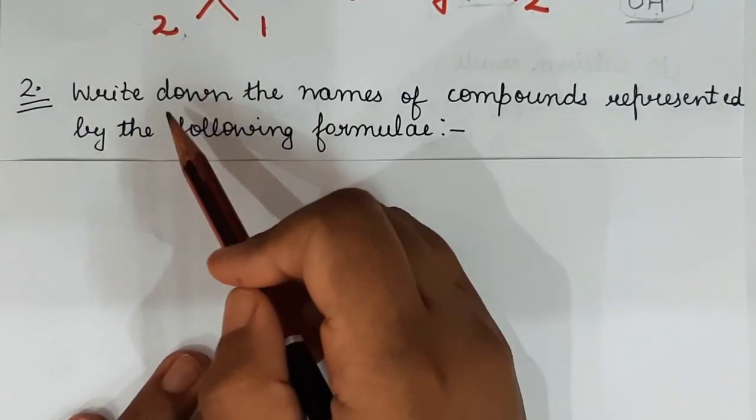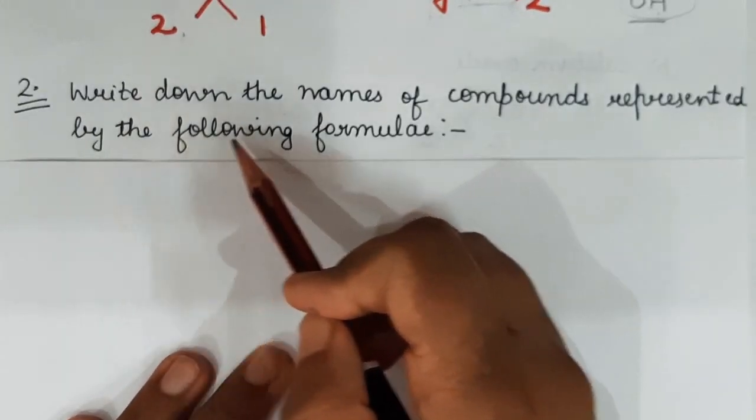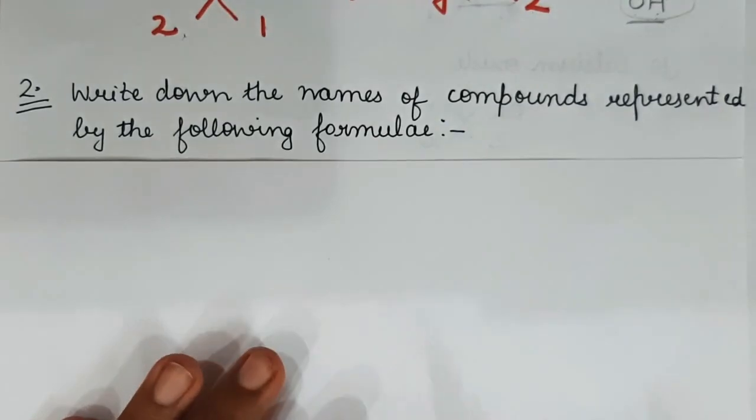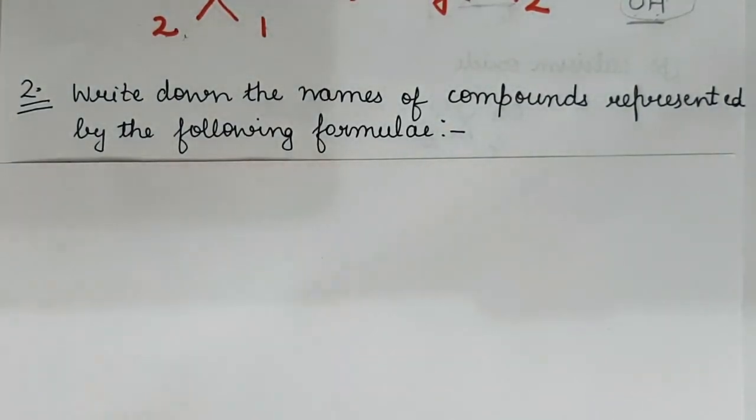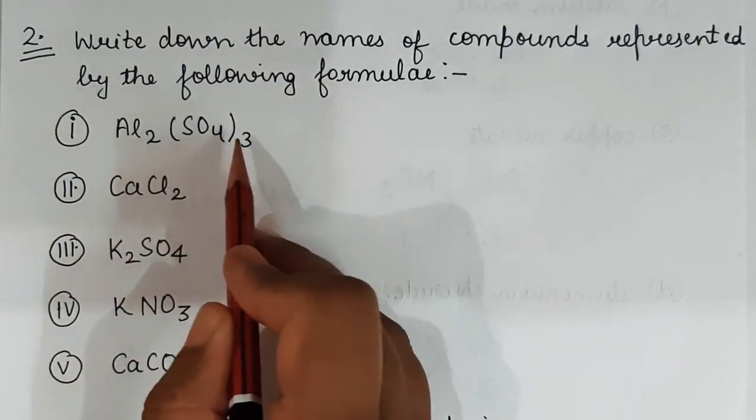Question number 2 was, write down the names of the compounds represented by the following formulas. Earlier you were writing the formula. Now the formula is given, you will write down the name of that formula. First is Al2(SO4)3.